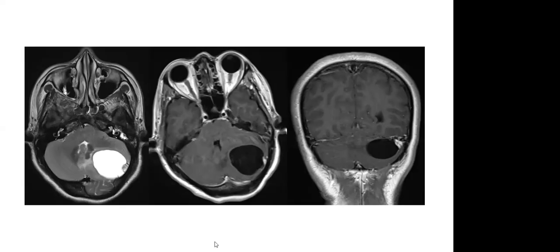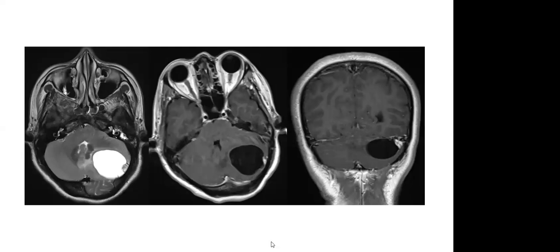On post contrast images, we can see that there is very subtle enhancement around the periphery. It could be a mural nodule as well, along with the cystic component. The cyst walls are completely non enhancing. On coronal sections, I can see that the lesion is within the cerebellum, but it is close to the tentorium. And yes, there is a contrast enhancing mural nodule.